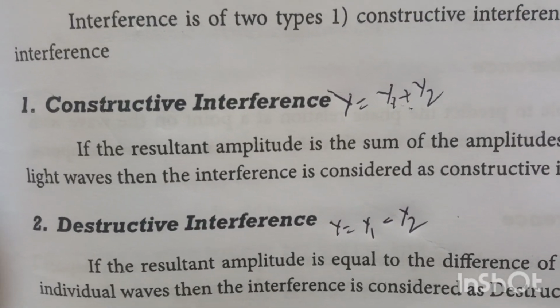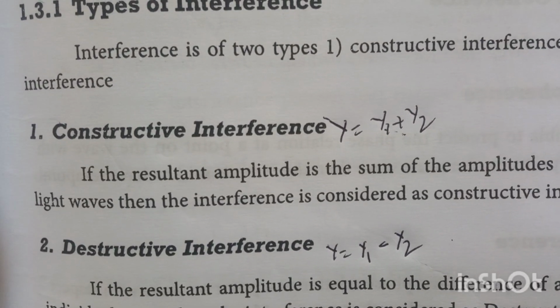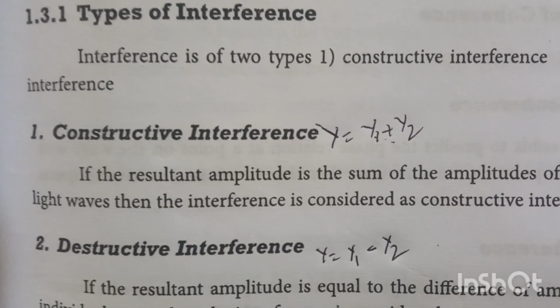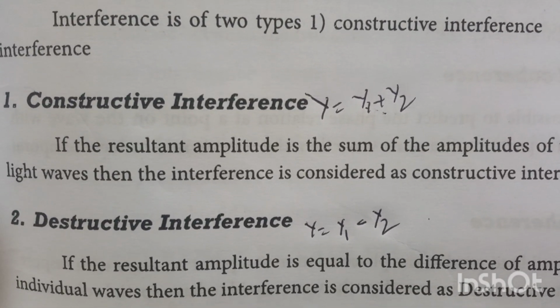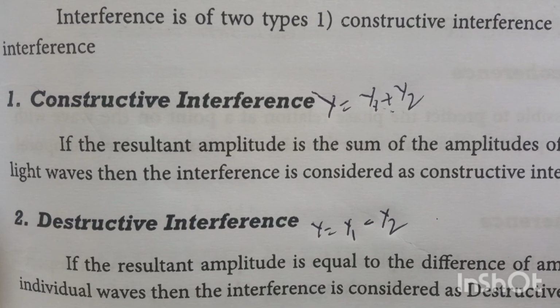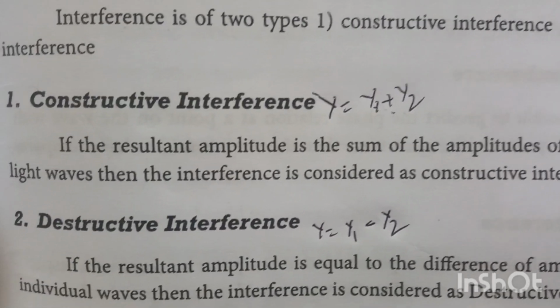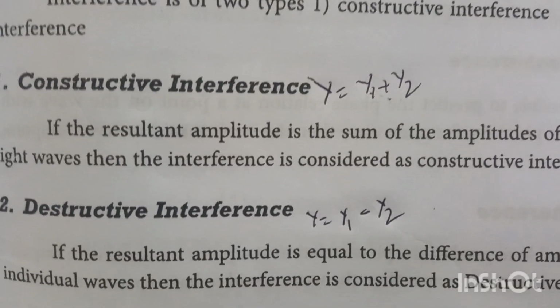So the condition for constructive interference is that the path difference is equal to integral multiples of wavelength, that is n lambda. But for destructive interference, the path difference is equal to half integral multiples of wavelength. That means the path difference is equal to (2n plus 1) into lambda by 2. That is the destructive interference.